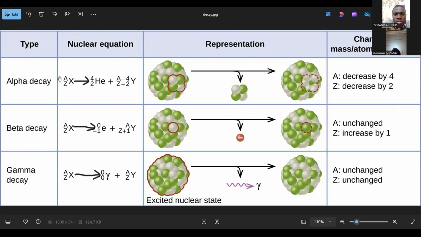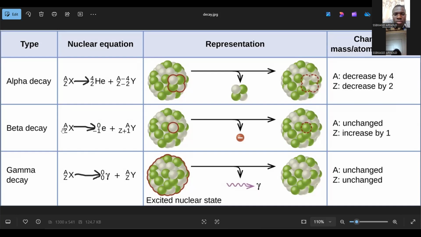For alpha decay, we have seen that this A you are seeing up reduces by 4, and this Z you are seeing down reduces by 2. That's what we saw in the first case, and it is being captured here. This is a summary that is going to help you understand those things. So A decreases by 4, Z decreases by 2. You also draw this. This arrow going down shows an alpha particle that is released.